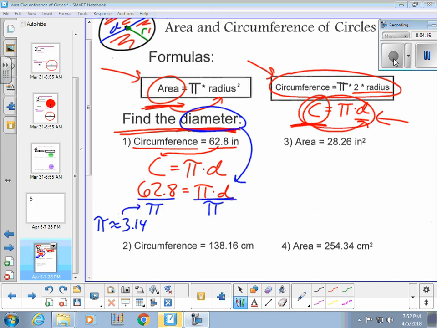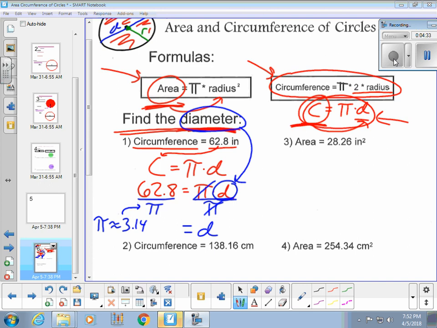Okay? Take a look at the right side of the equation. Just like with other numbers, like we did with the 3's, pi divided by pi, anything divided by itself is like 1. And essentially they're going to cancel, and I'm just going to have D left on this side of the equation, which is the diameter, and that's what I want, right?